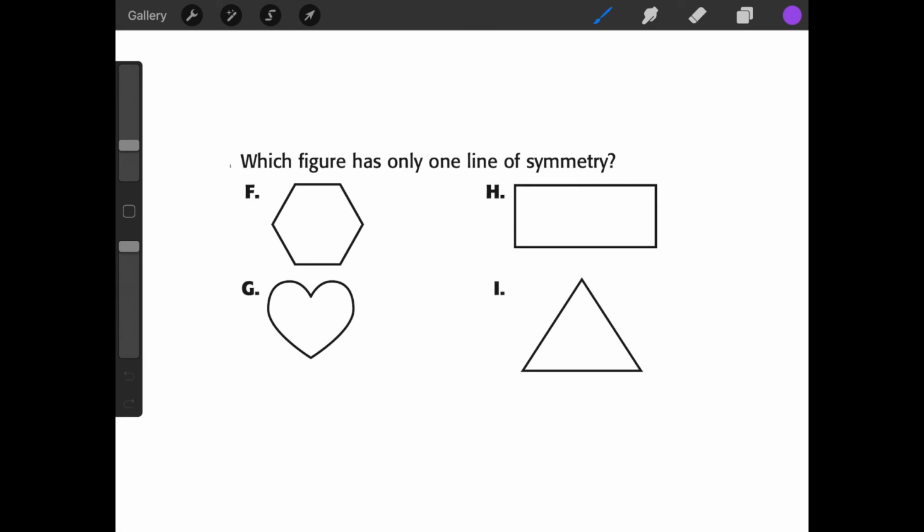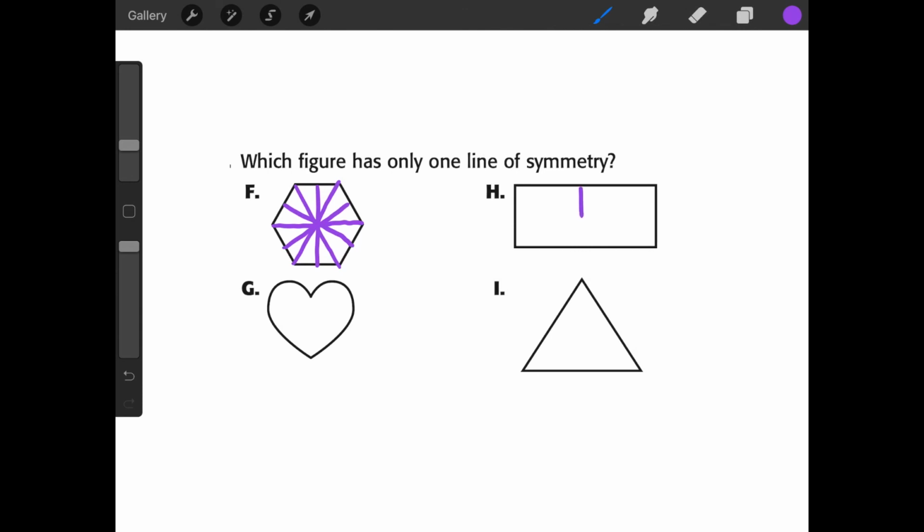Which figure only has one line of symmetry? Well, let's start by writing in the lines of symmetry. So this one, it could be cut in half that way, and we'd have equal. That way we'd have equal, and that way, and that way, and that way and that way. So that definitely has a lot more than just one line of symmetry.